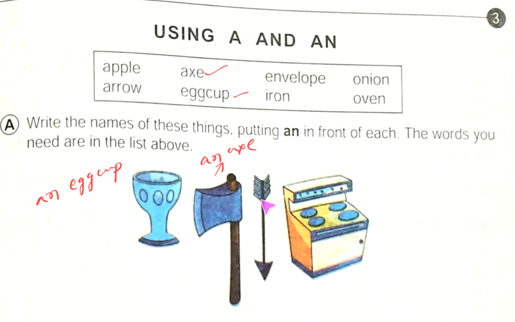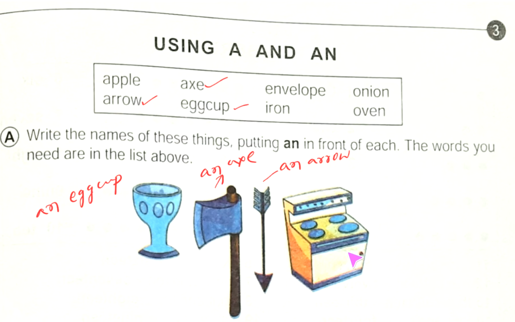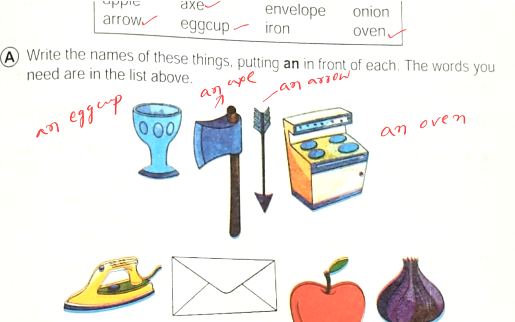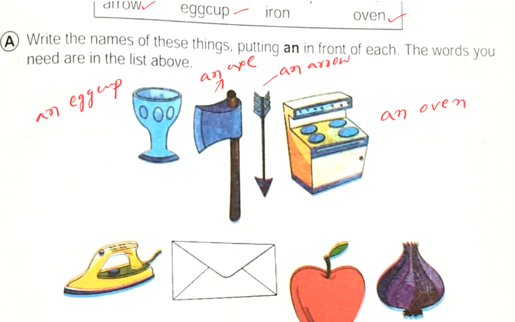Okay. This is a picture of arrow. So, we will write here it is written arrow, the spelling is written here. We will just put an before it, an arrow. This looks like oven. Here it is oven. So, we will write an oven. So, there are more pictures. Yes, here see this is what? This is iron. So, we will write here an iron.